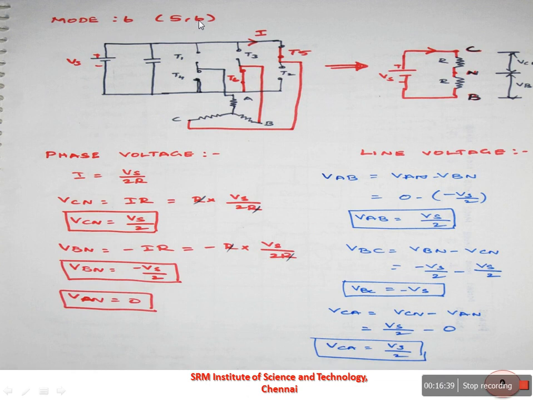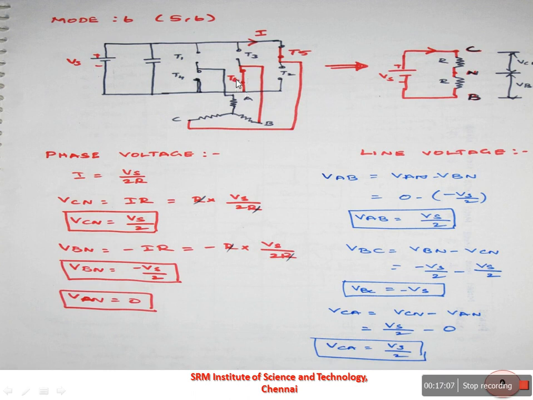Thyristor 5 and 6 are conducting, which means thyristors 5 and 6 are going to act as closed switches, and T1, T4, T3 and T2 are going to act as open switches. If you see, phase B has been connected to thyristor T6, and the current will flow to the negative of the supply input.